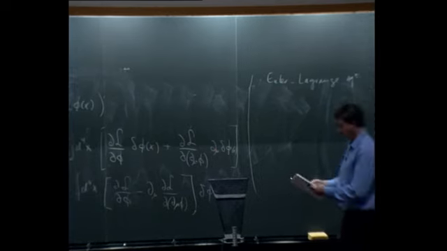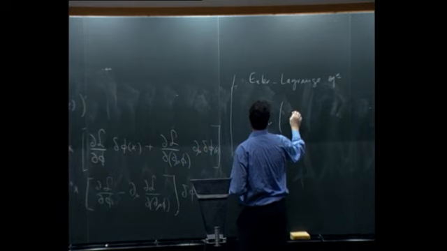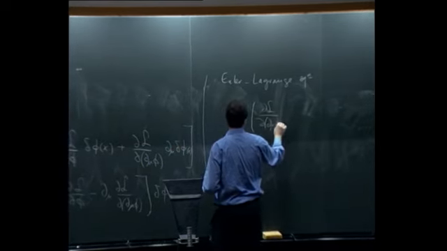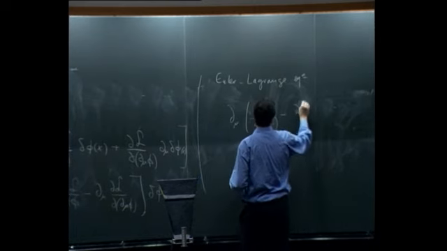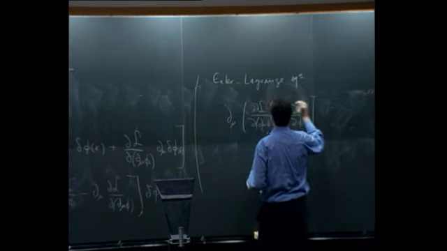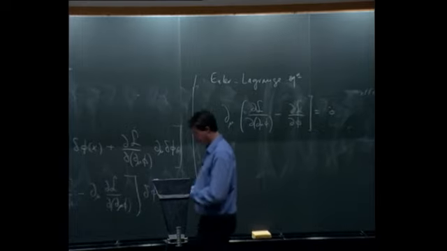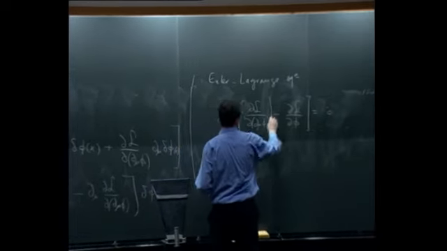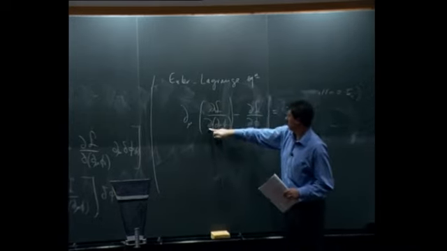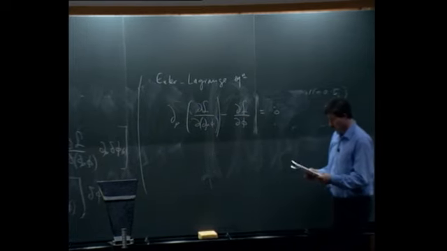It actually describes the field equations, and it tells you that d mu of dL d mu phi minus dL d phi is equal to 0. Sorry, I'm putting my brackets wrong. It's d mu of dL d mu phi minus dL d phi equals 0.